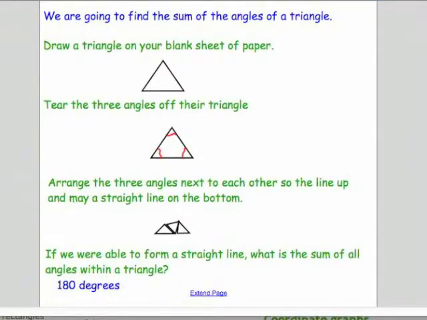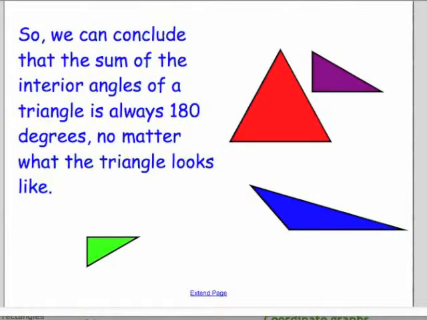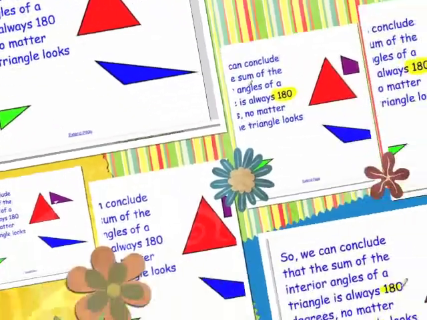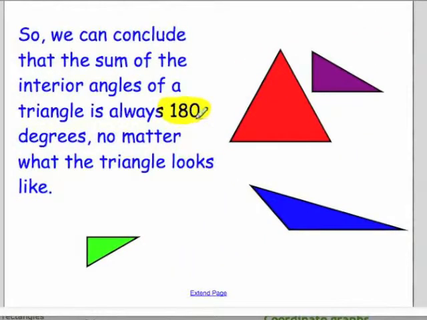So no matter what our triangle, we can conclude that the sum of the interior angles of a triangle is always 180 degrees, no matter what the triangle looks like. Okay, so I can add up these three, which I'm guessing is going to be 60, 60, 60, because I know 60 times 3 is 180. Or I could do this one where I've got a 90 and maybe a 45 and a 45 over here. Add those up. So always, no matter what, 180 degrees for a triangle's angles. Okay? Something you're going to remember.